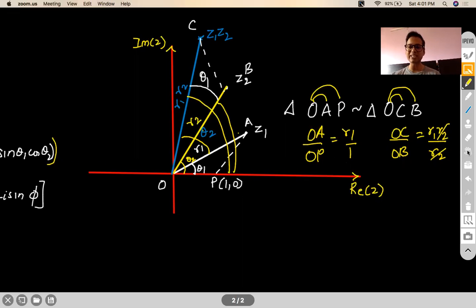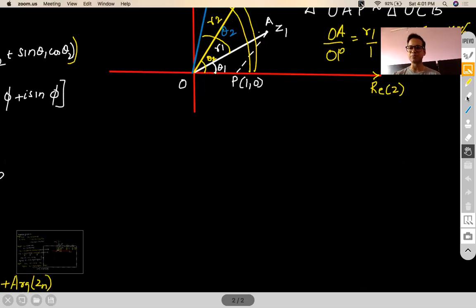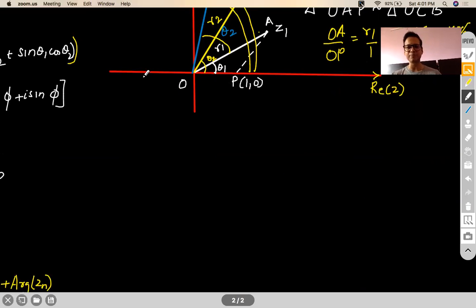Acha, by the way, some people are asking, can you show this on the Euler's form? See, on the Euler's form, it is even simpler. Just a second, guys.